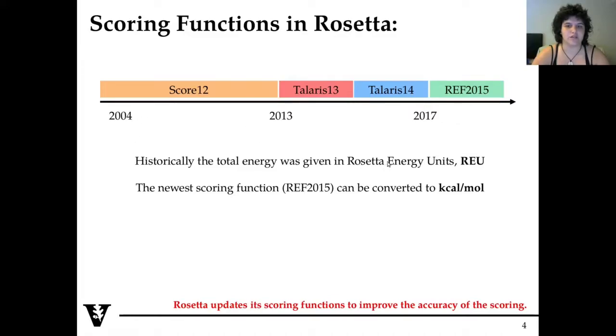was given in Rosetta Energy Units, REU, and this was an arbitrary number that could not be compared with kilocalories per mole, for example, which you can get from experimental data or in molecular dynamics. However, with REF15, the more recent scoring function, this is now possible, so we can convert the Rosetta Energy Unit to kilocalories per mole.